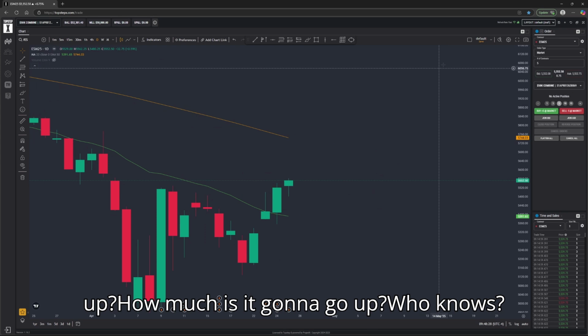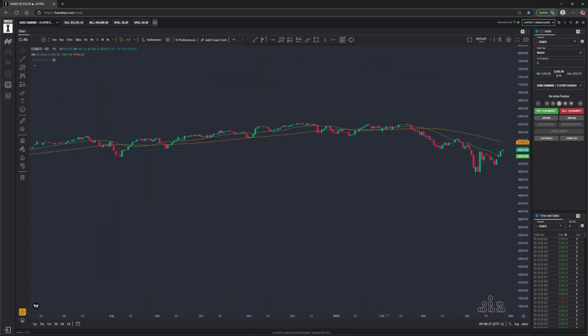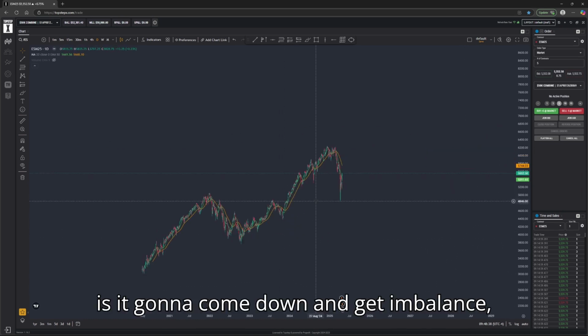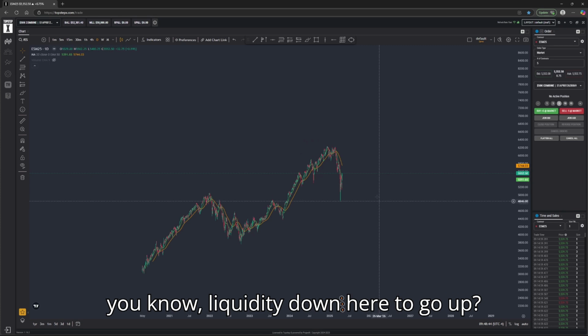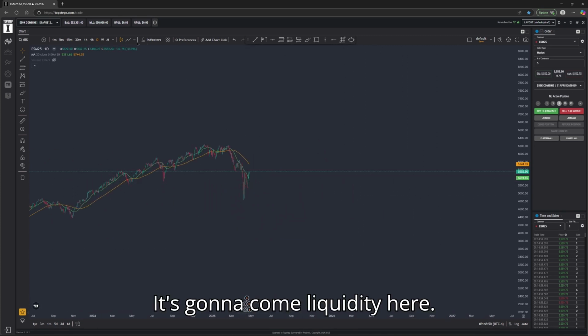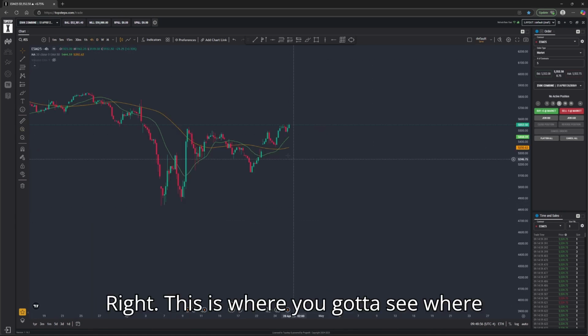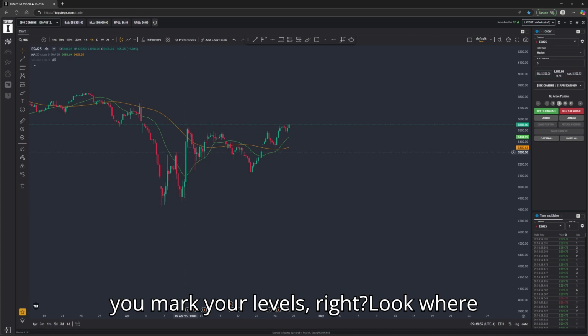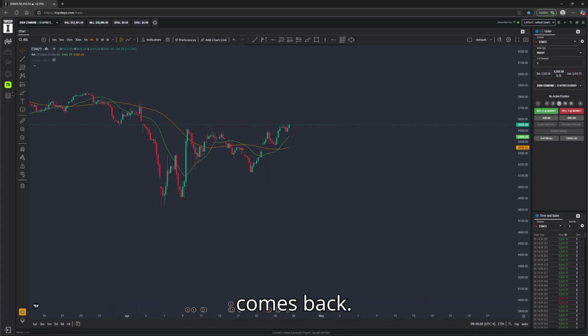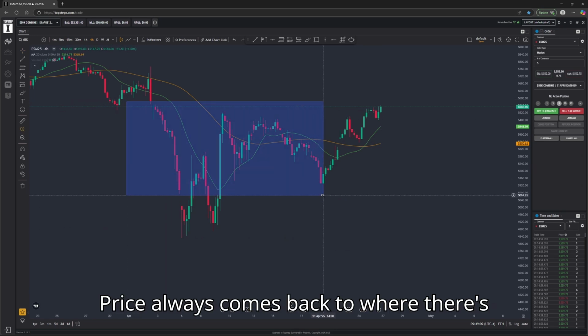So is it gonna go up? How much is it gonna go up? Who knows? Is it gonna come down and get imbalance, liquidity down here to go up? It's gonna come get liquidity here. Right. This is where you gotta see where you mark your levels, right? Look, where there's an imbalance, the price always comes back.